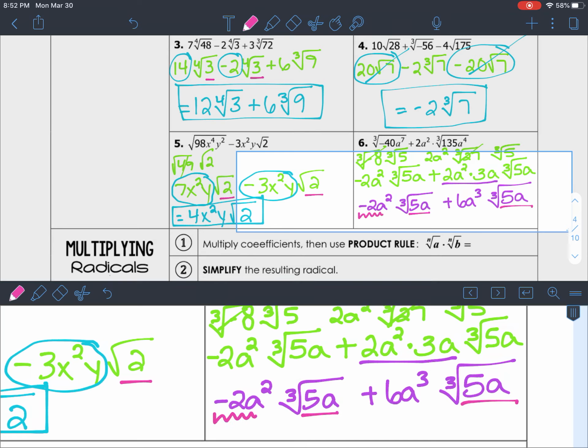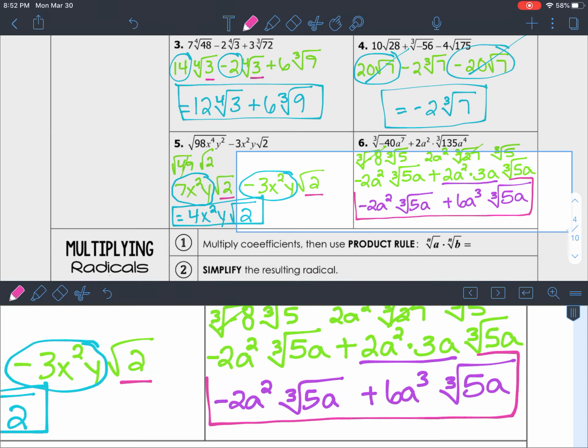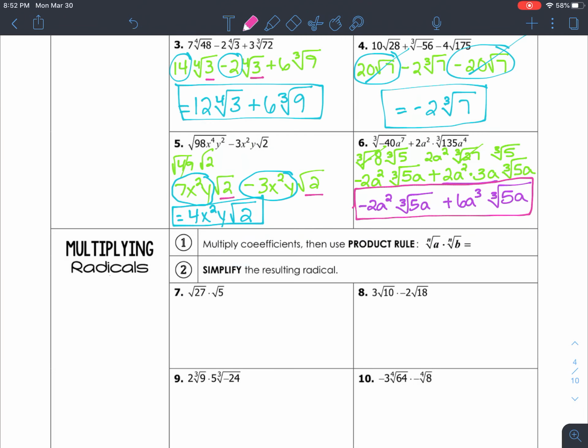But when I look at this, my coefficients, I can't combine those. Those coefficients are not like terms. So we don't have to combine anything. We are going to leave it just like this. So this is my final answer.